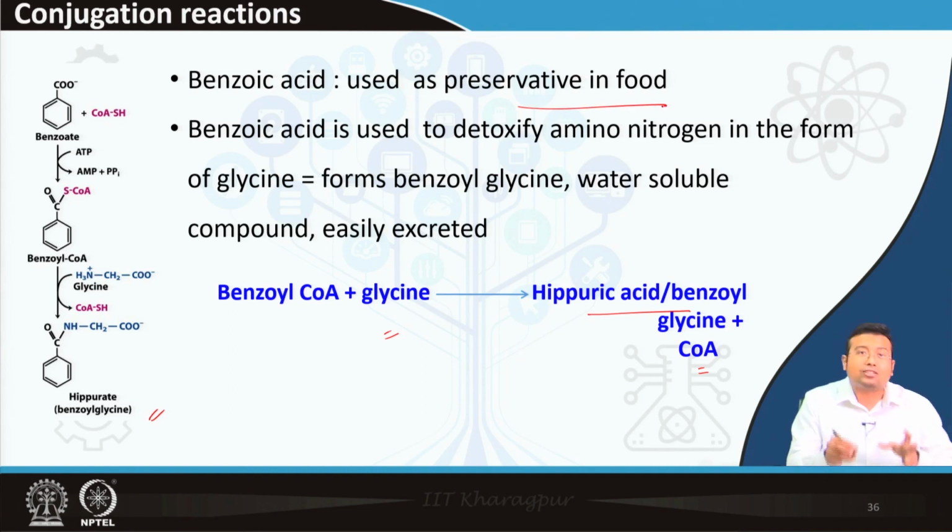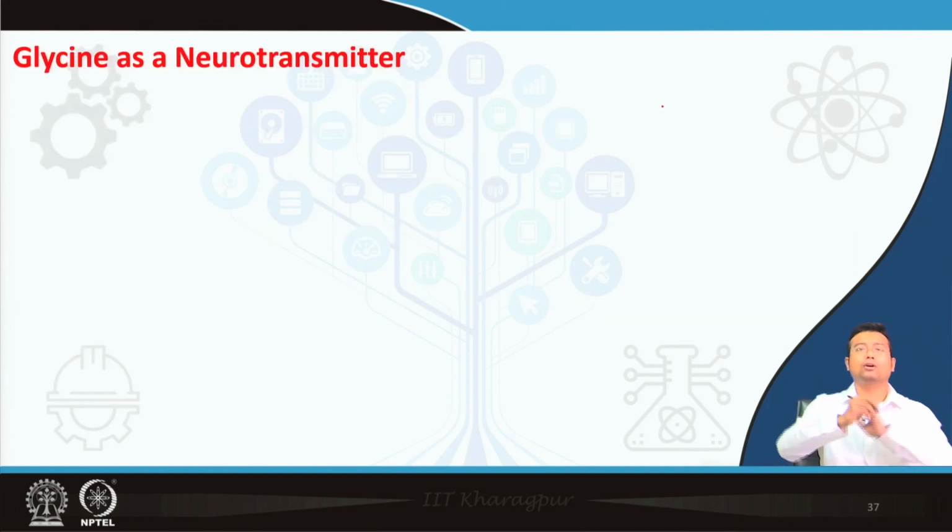This is actually removing glycine from the system, and since glycine is an amino acid which needs to be synthesized in our system, subsequent synthesis of glycine removes excess ammonia from the system. So, this is an example of ammonia clearance with the help of conjugation that has already been discussed in detail in ammonia metabolism, alright. So, how does glycine act as a neurotransmitter?